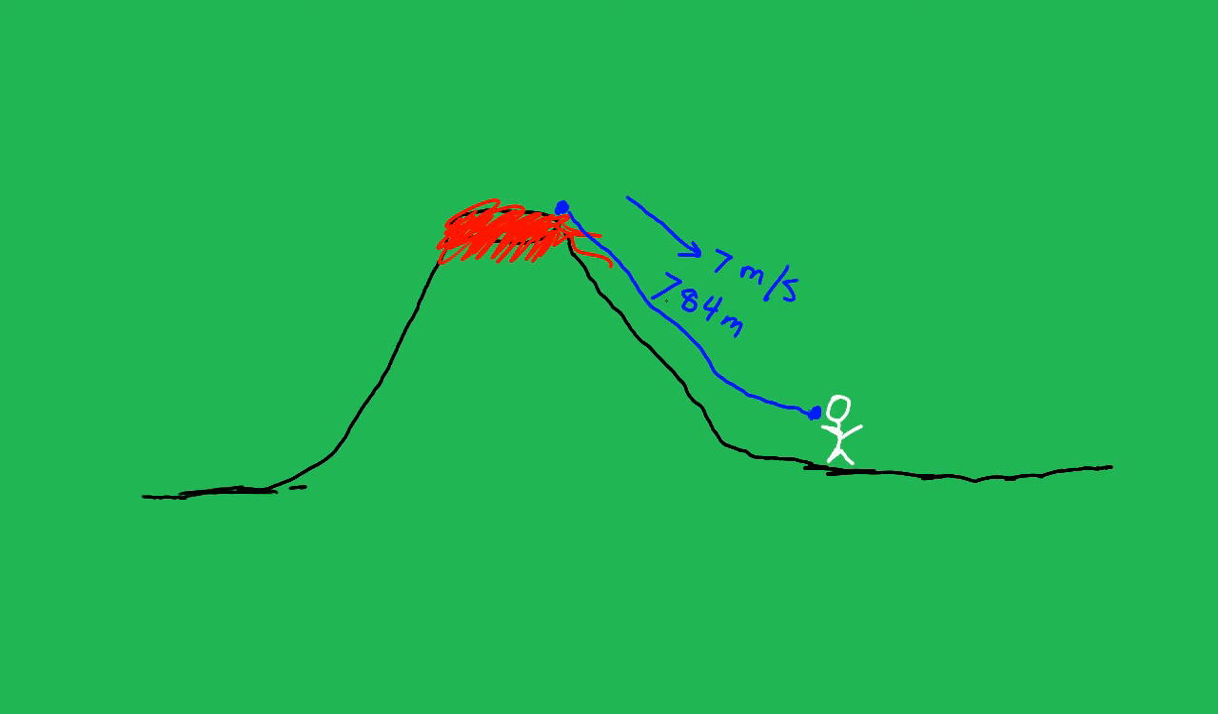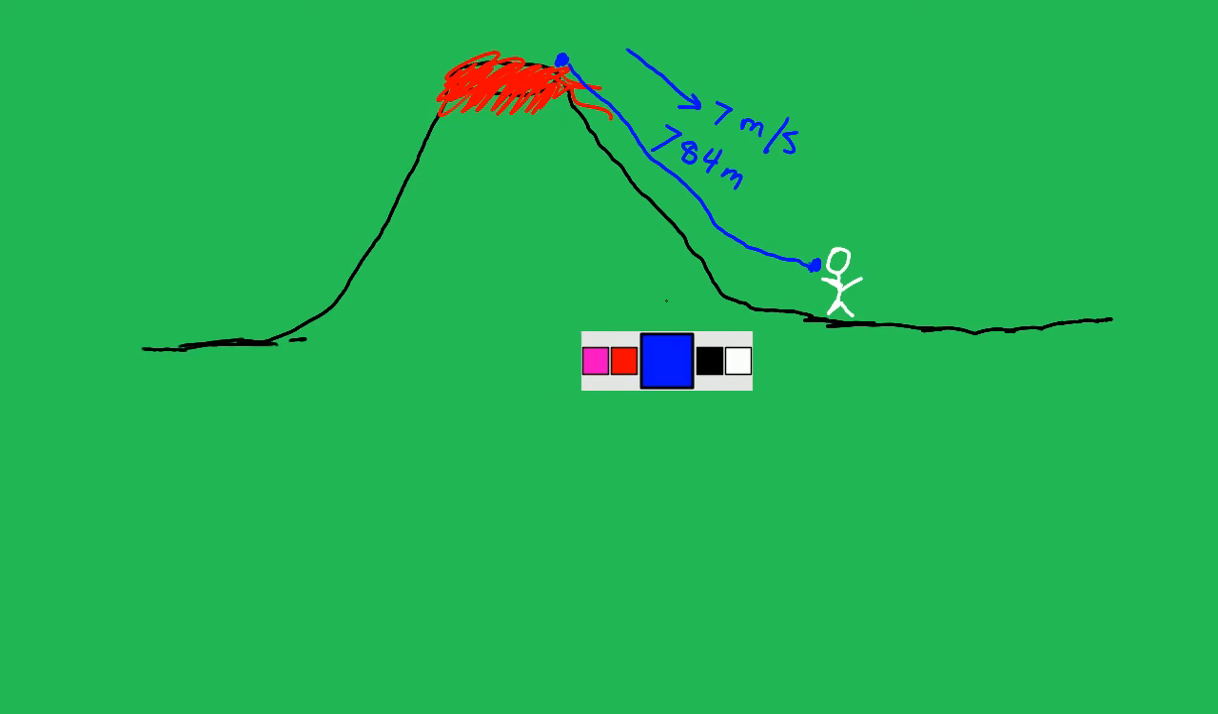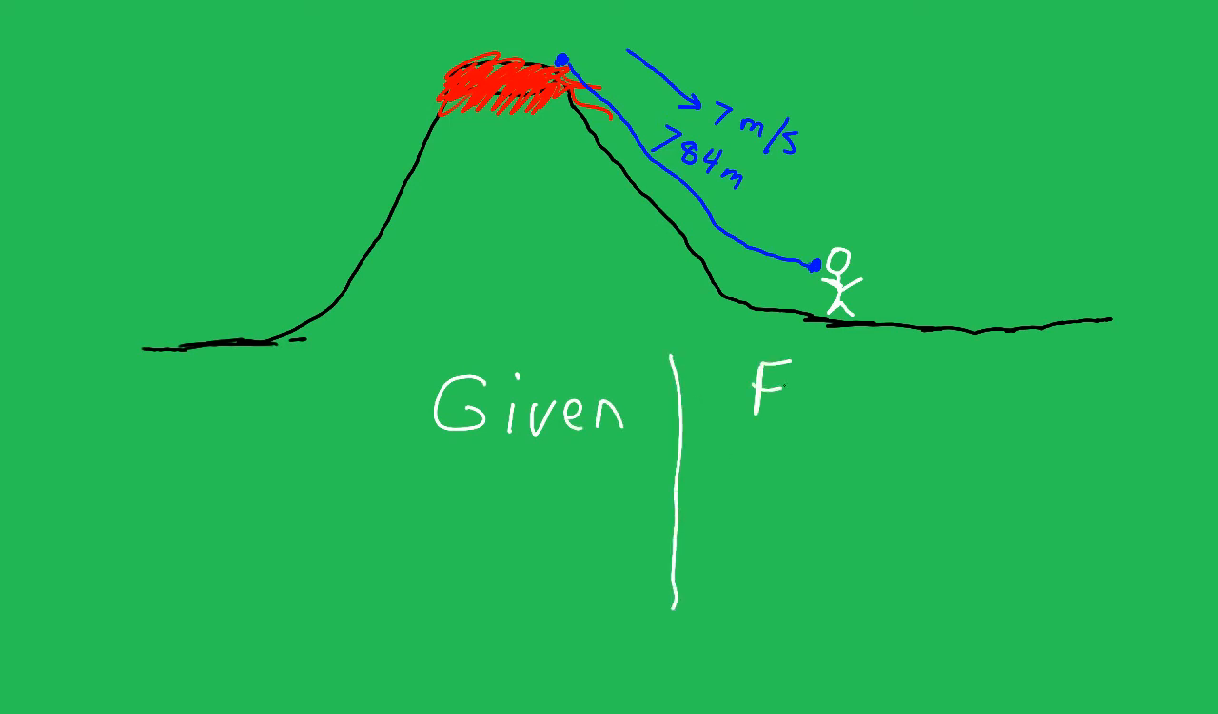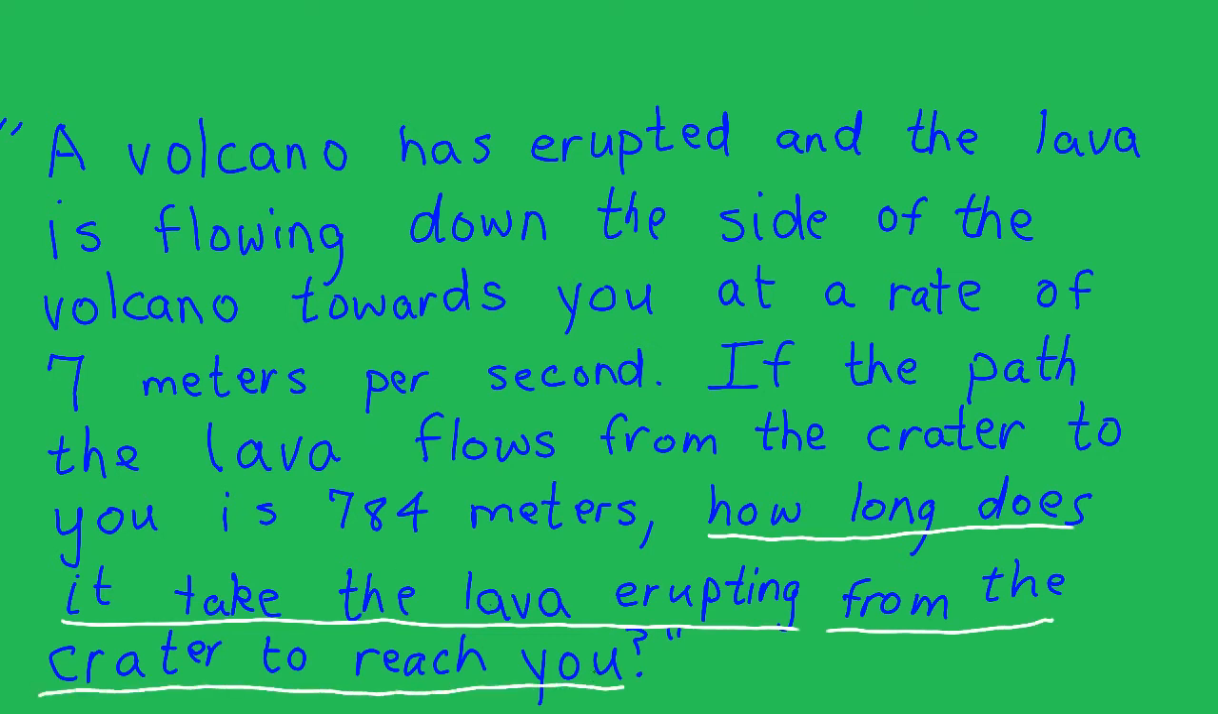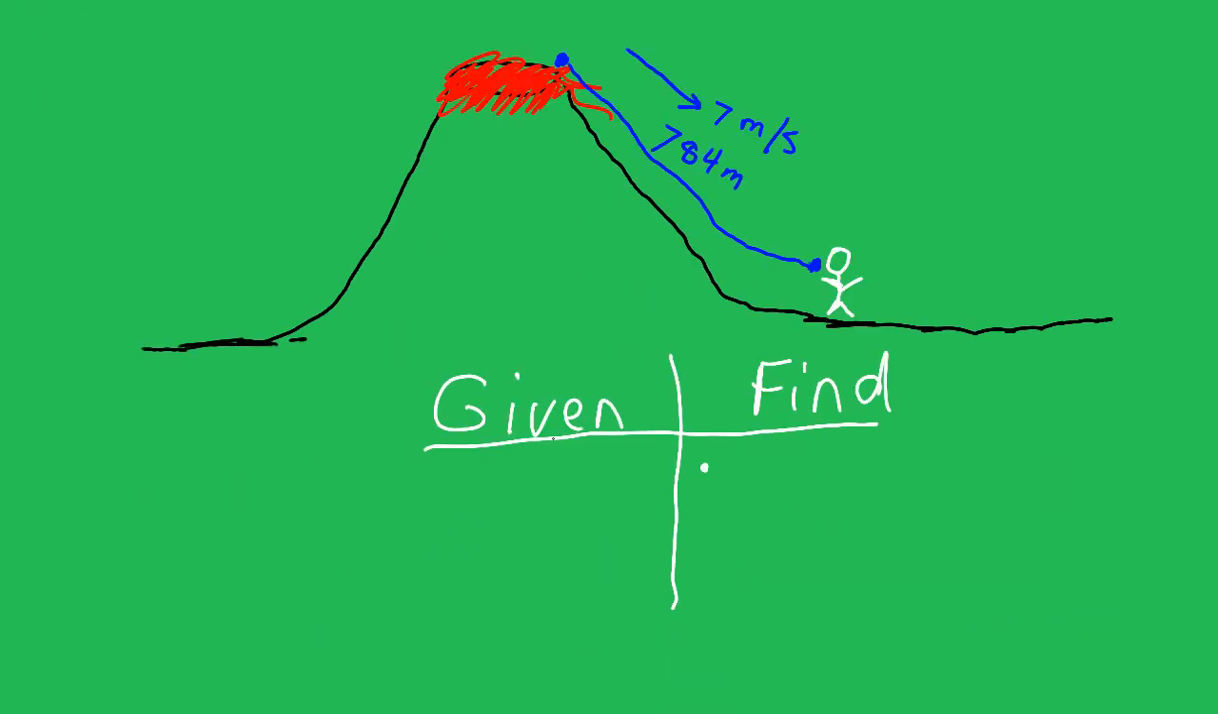Now let's look at what we're given and what we're being asked to find. So I've done this before and I'll do it again. We'll make given and find columns. So this is where we're going to put down the information that we're given in the problem and the information that we're being asked to find. The information that we're being asked to find, I'll scroll back up here, you can usually find in the last sentence of the problem. So how long does it take the lava erupting from the crater to reach you? So that's what we're being asked to find. And I'll put that down here. I'll just call it time for lava to reach you.